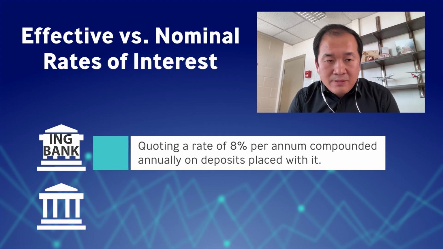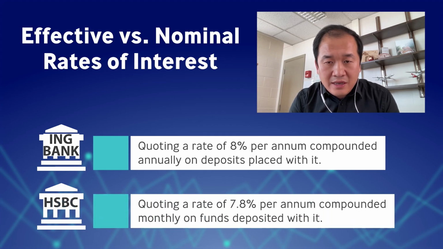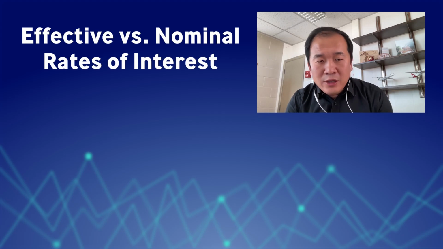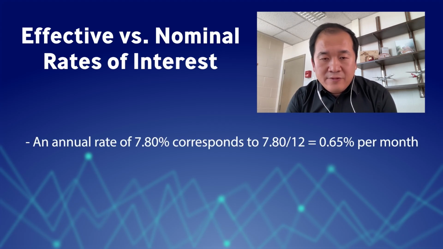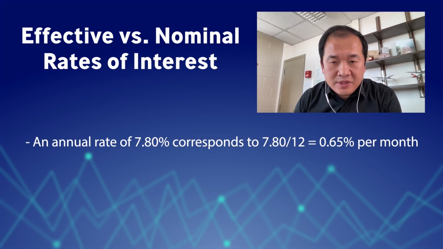At the same time, there's another bank, HSBC. They're quoting 7.8% per annum compounded monthly on funds deposited with it. In this case, HSBC's nominal rate is 7.8%, but they calculate your interest 12 times in a year, which is monthly. So let's calculate the difference. At the annual rate of 7.8%, if we convert this into monthly interest rates, it is 0.65% per month, because of the conversion periods, 12 in one measurement period, a year.